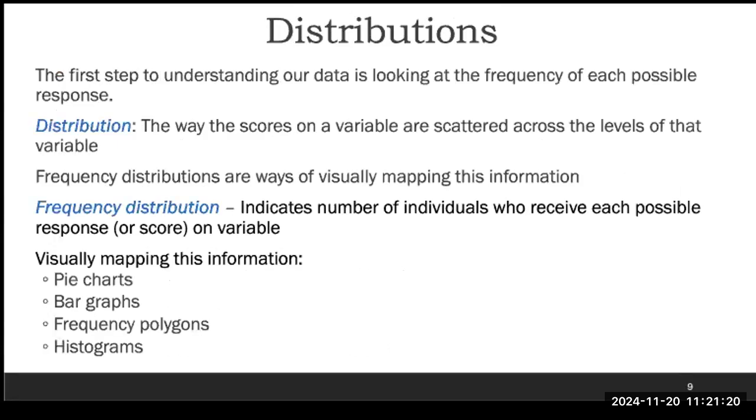Another way we look at descriptive statistics is through distributions. When we have distributions, what we're basically doing is graphing our data, right? Remember, the x-axis, or the horizontal one, is what we consider the independent variable, and the y-axis is the dependent variable. The distribution is the way the scores would be scattered across this graph. It's a way of mapping information.